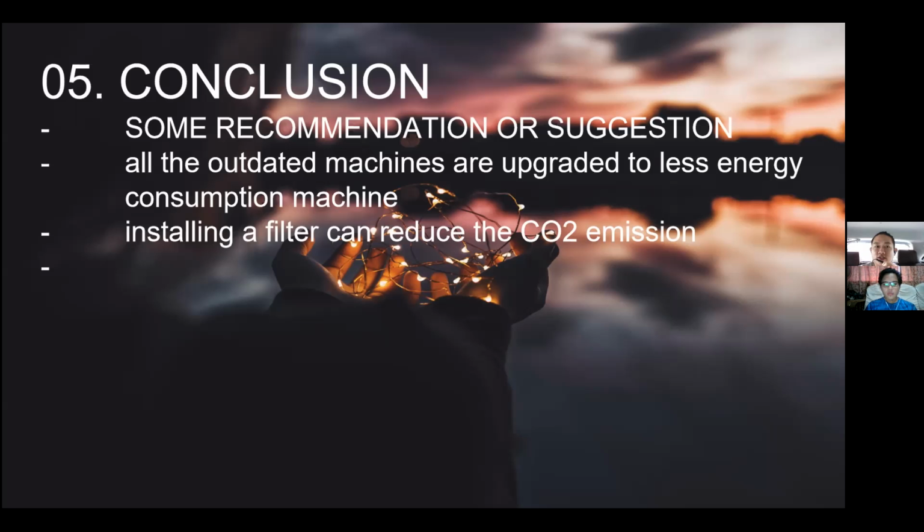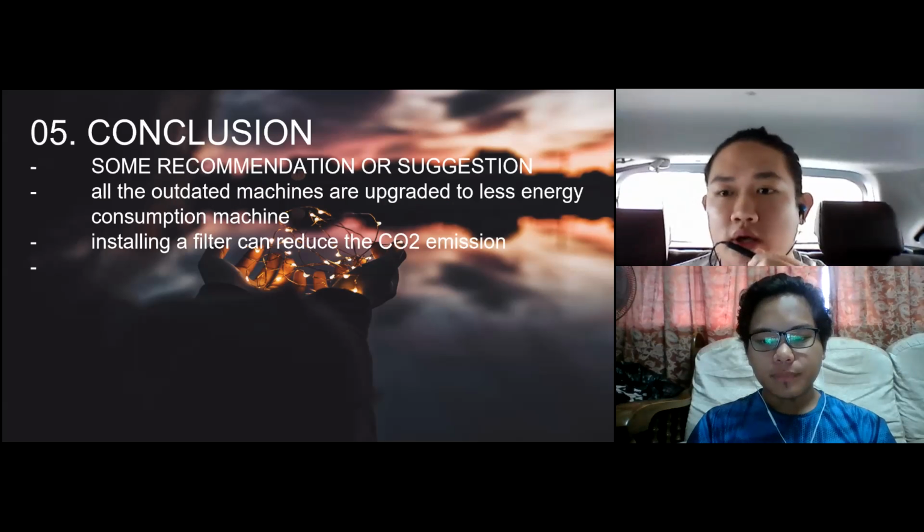The next solution for our energy consumption is that all the outdated machines are upgraded to less energy consumption machines. This is because an older machine uses much more power to be generated, as I stated before in the result discussion. So that's why all the machines need to be upgraded or changed to a better one, which means a new machine that has the same efficiency but less power consumption to be operated.